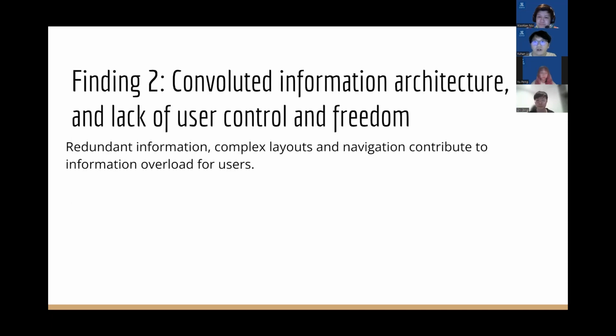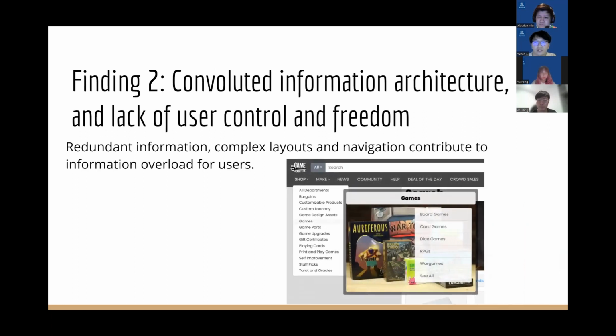About finding 2, I found convoluted information architecture hinders the participants' experience. Complex layouts combined with redundant information contribute to information overload for participants. In task 2 and task 4, participants encounter confusing navigation elements such as unclear labels and navigation levels. This issue not only frustrates participants but also increases the risk of them getting lost.